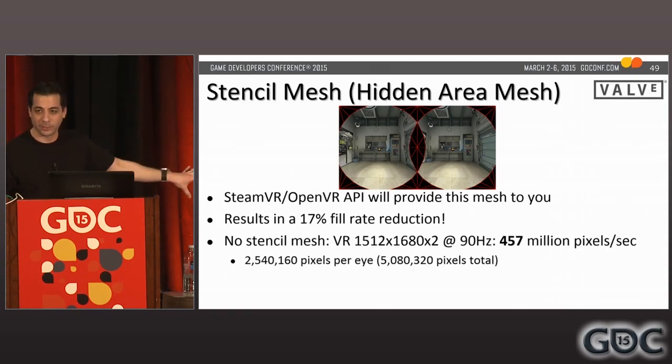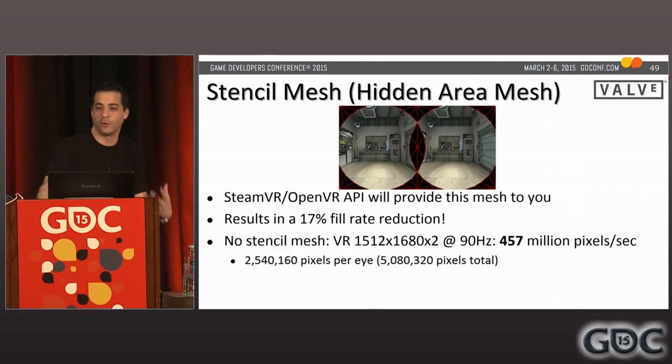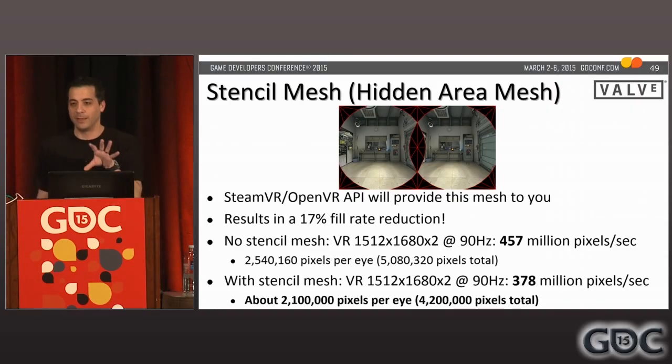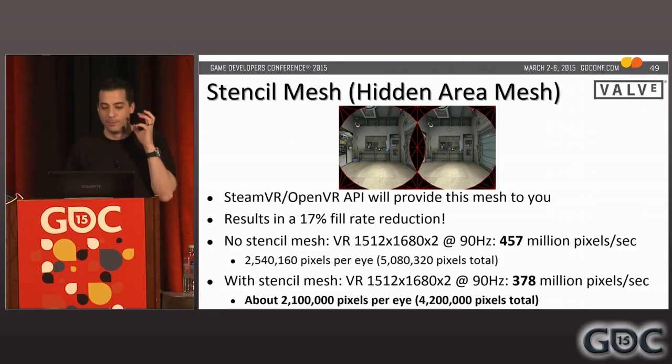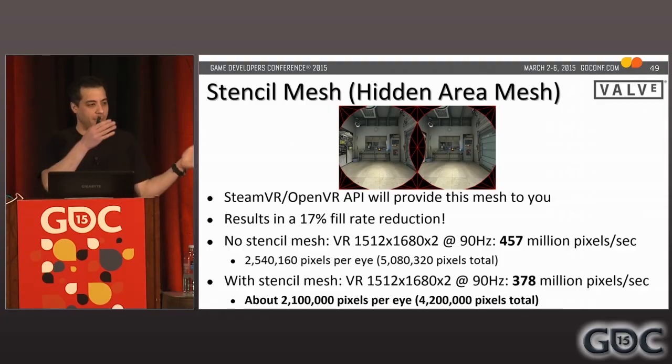Think back to one of the earlier slides I talked about. In VR, we have to render 457 million pixels a second. That's 2.5 million pixels per eye. After we apply this stencil mesh, that's how we get down to 378 million pixels a second, because you only actually have to shade now 2.1 million pixels per eye, or 4.2 million pixels total in your stereo render. This is a huge win, okay? And between this and the running start algorithm, that bought us 30% of our frame back, and it's a huge performance win. So do that.